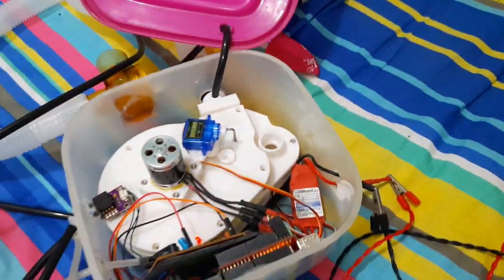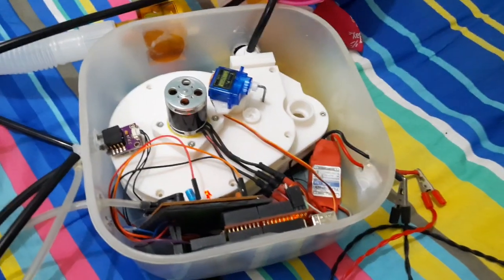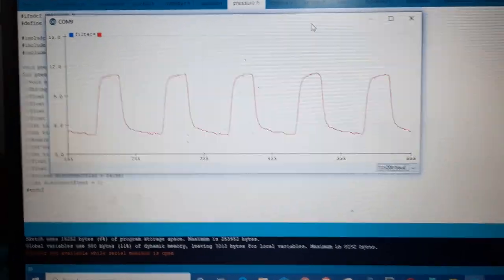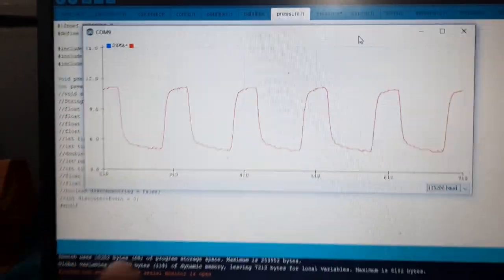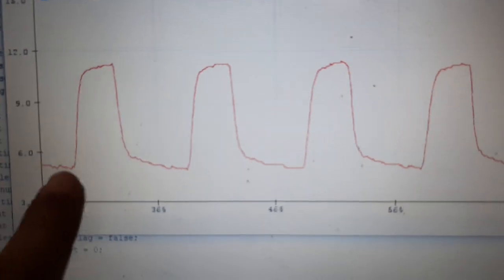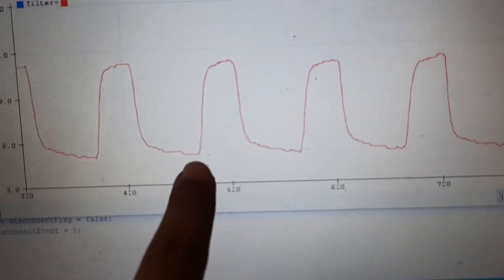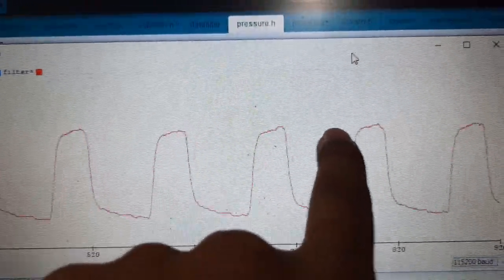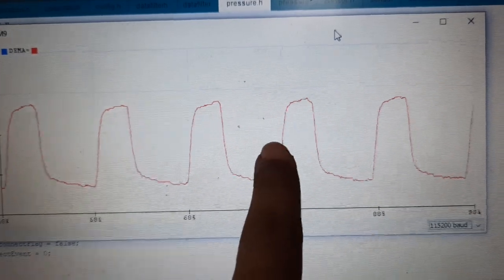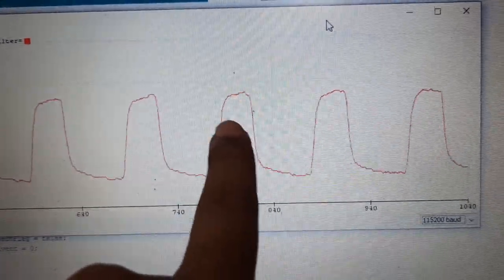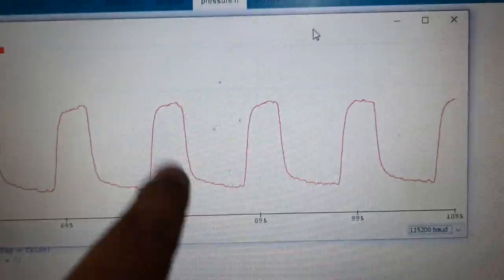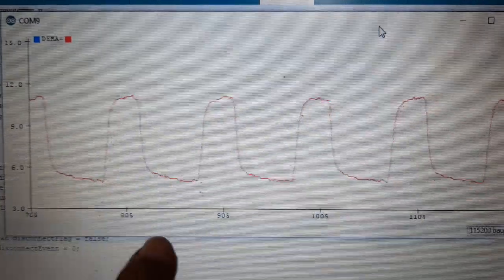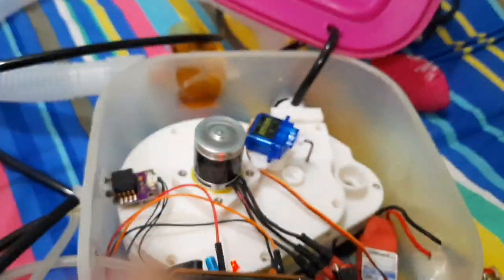So let's start the ventilator and see the graph. Okay, so as you can see, this is the pressure support mode of our ventilator, and it's maintaining the peak pressure at about 5 centimeters H2O, and this is about 11 centimeters H2O pressure support, and the TI, the inspiratory time, is 1.5 seconds. So this is actually working pretty good.